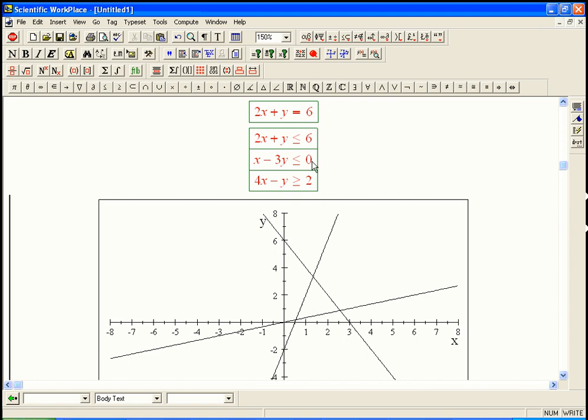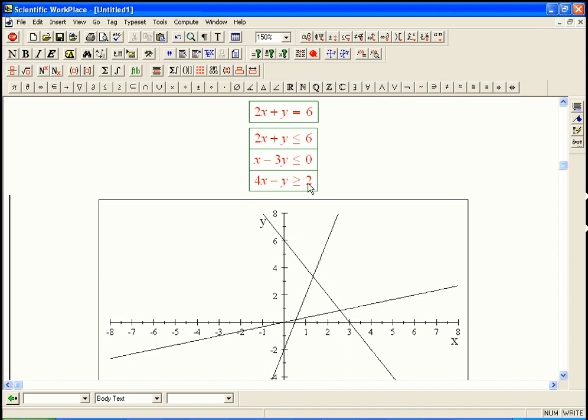X minus 3y less than or equal to 0. That's where we can't choose the origin, but choose anything else. Let's choose like 1 comma 0. Remember, this guy's the one through the origin, that's this line. Is this point 1 comma 0 going to satisfy this? 1 less than or equal to 0. False. So that's not going to be in. Okay, so it's everything above that line. And everything down and to the left of this line.